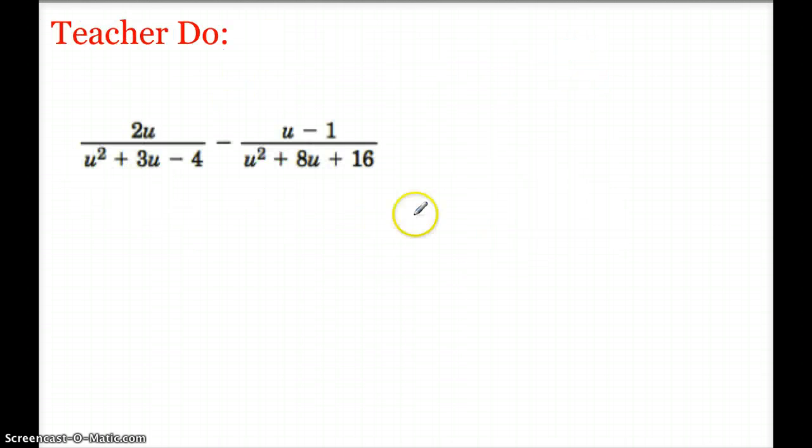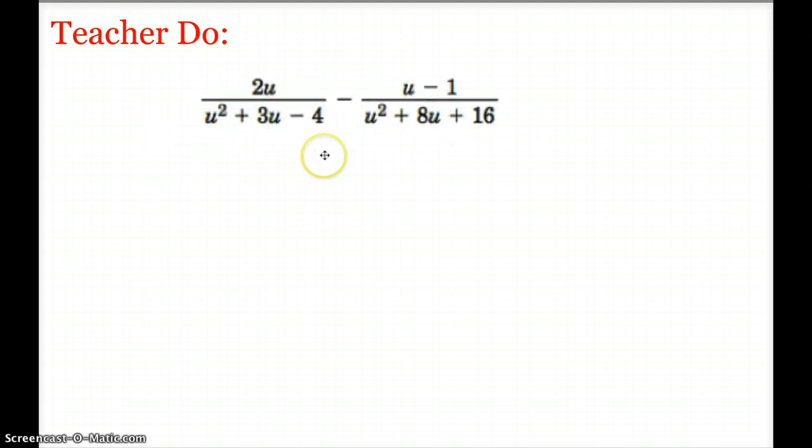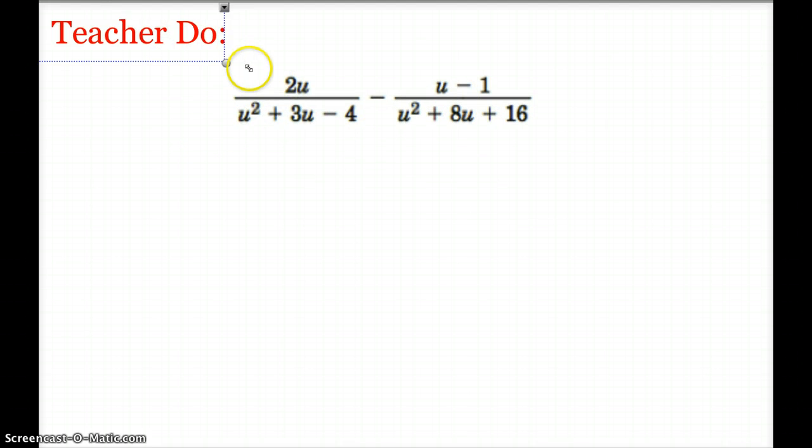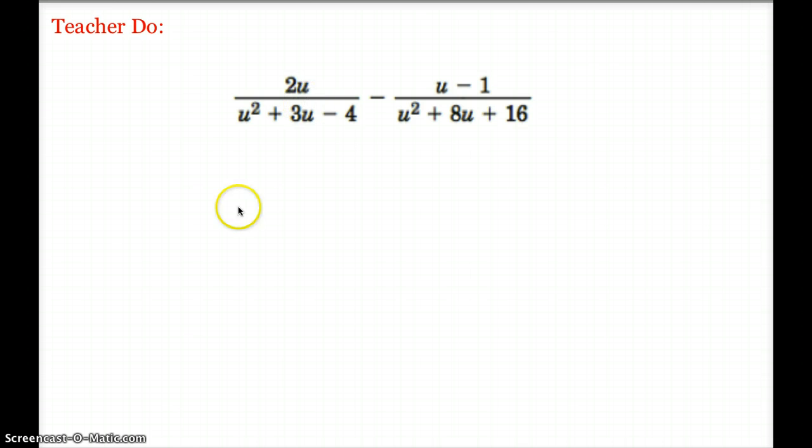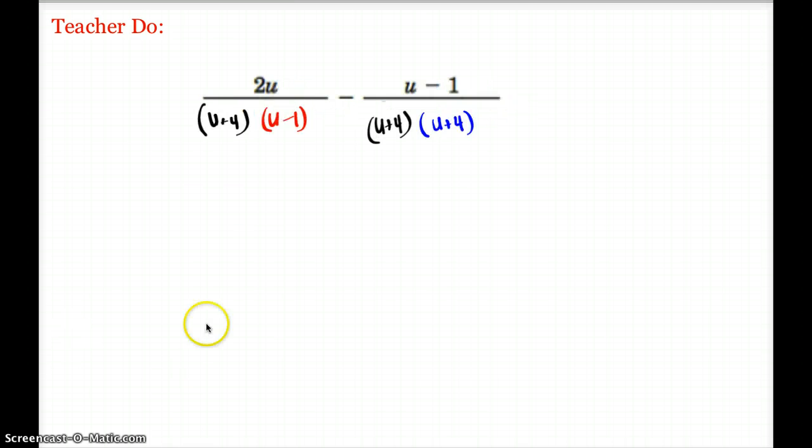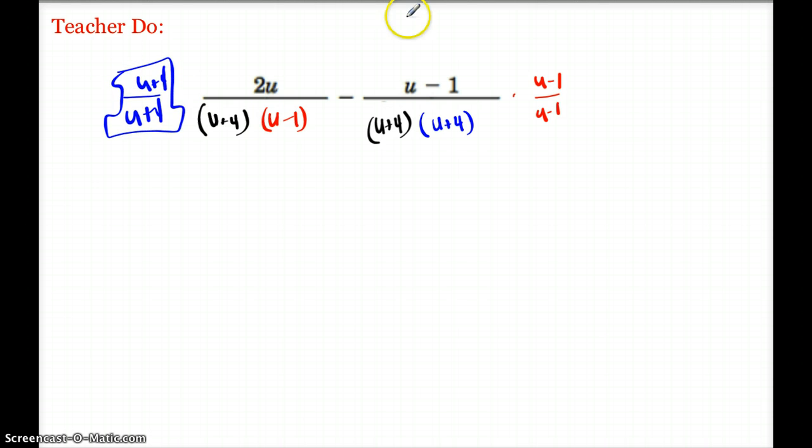Okay, last two. Again, factor out my denominators so I can find out what I need to multiply the other side by. What's missing on the other side. Okay, so let me factor the denominator. So what we got so far is we got our black that match, our red and our blue. So I'm only going to multiply by red on the right and blue on the left. So here's on the right side, u minus 1 over u minus 1. And on the left, u plus 4 over u plus 4. Again, this represents a 1, and vice versa on the left, we have a 1.